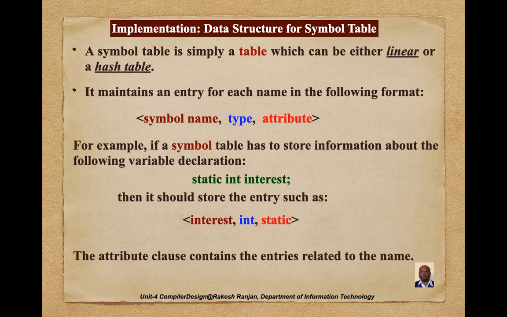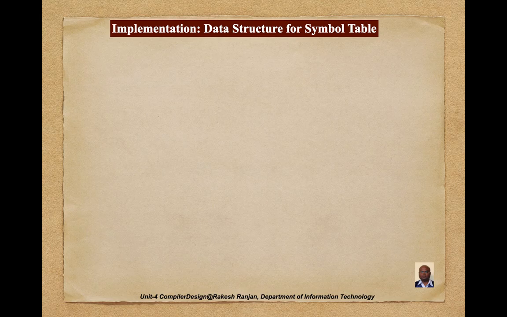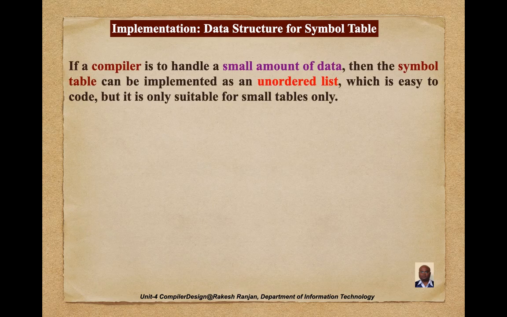The attribute clause contains the entries related to the name. If a compiler is to handle a small amount of data, then the symbol table can be implemented as an unordered list, which is easy to code, but it is only suitable for small tables.